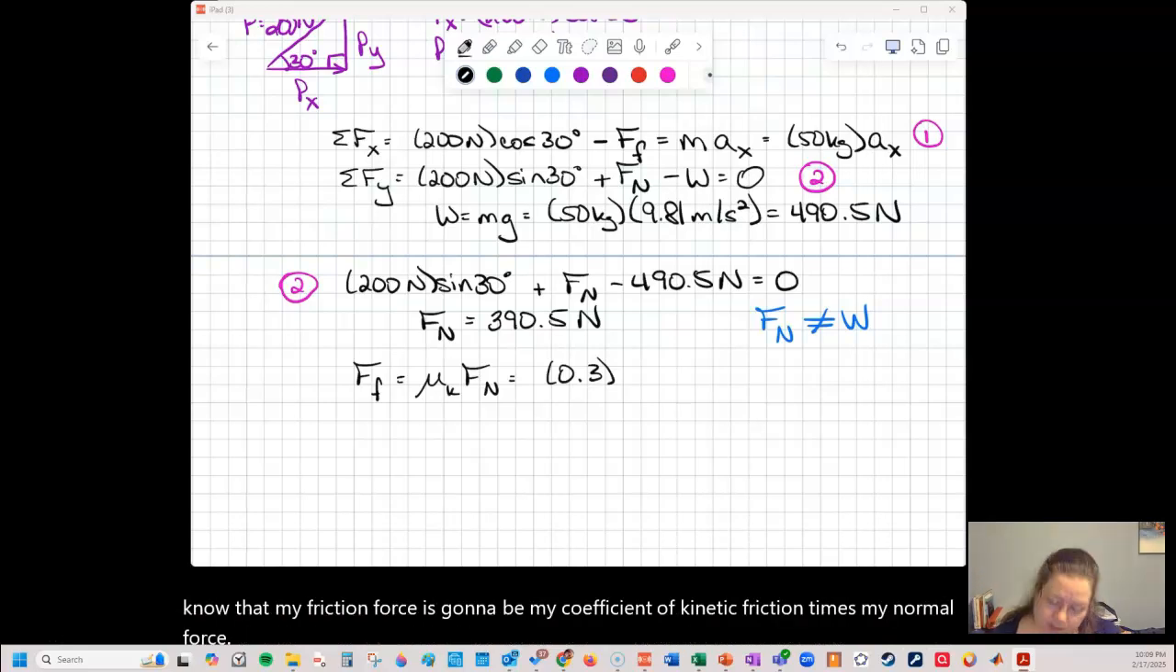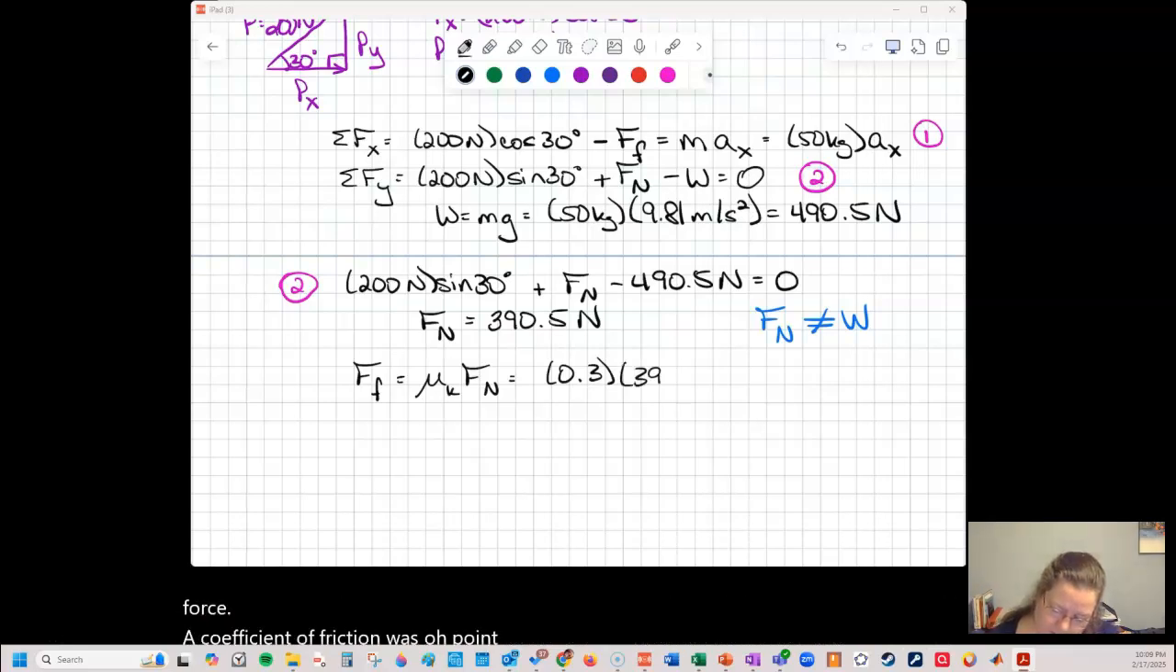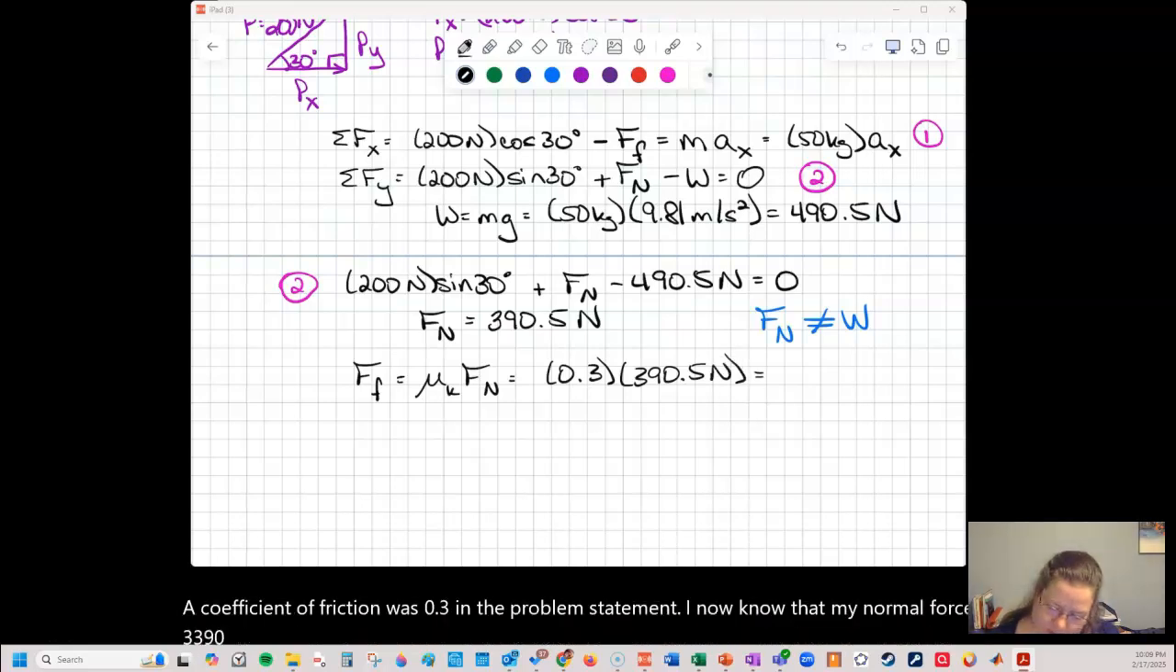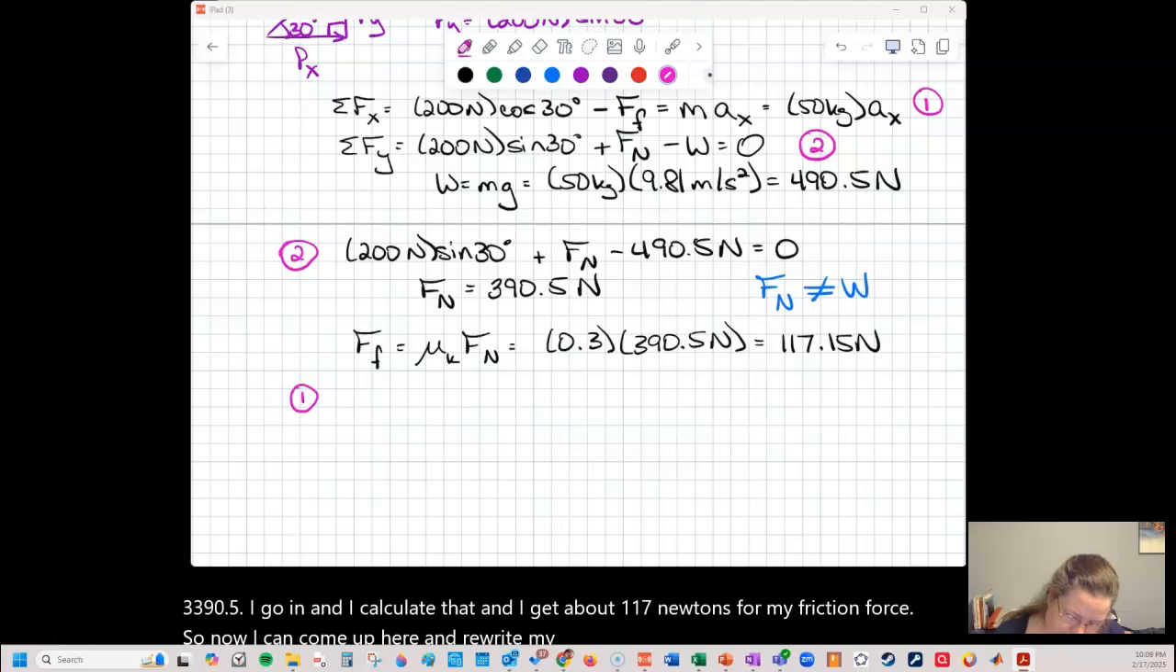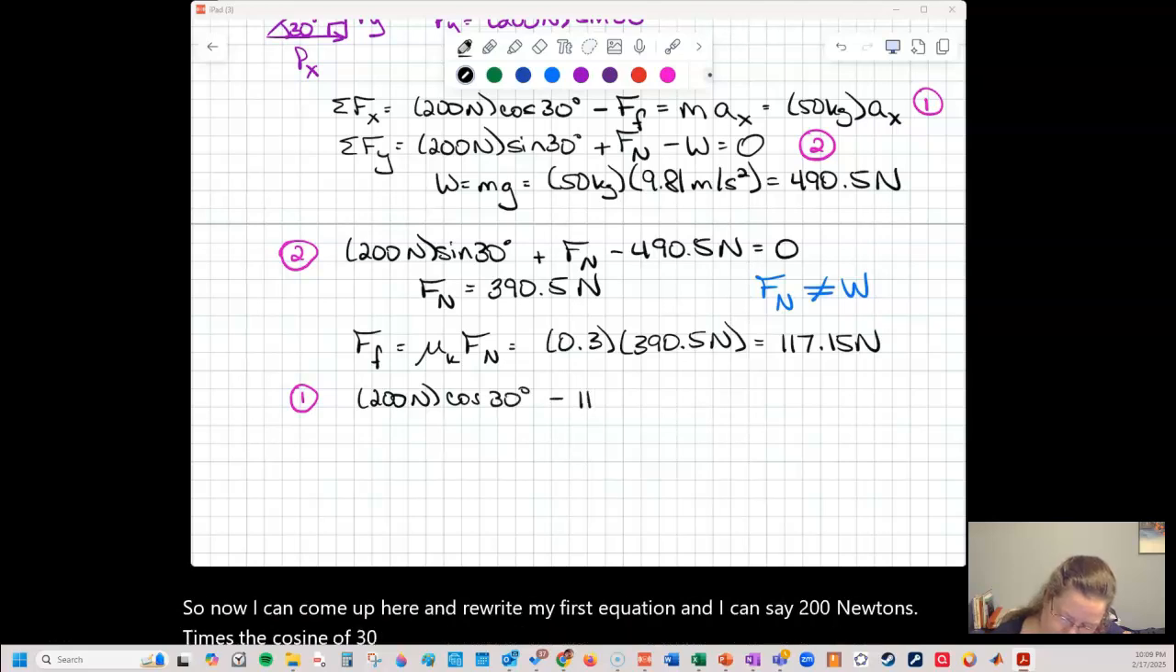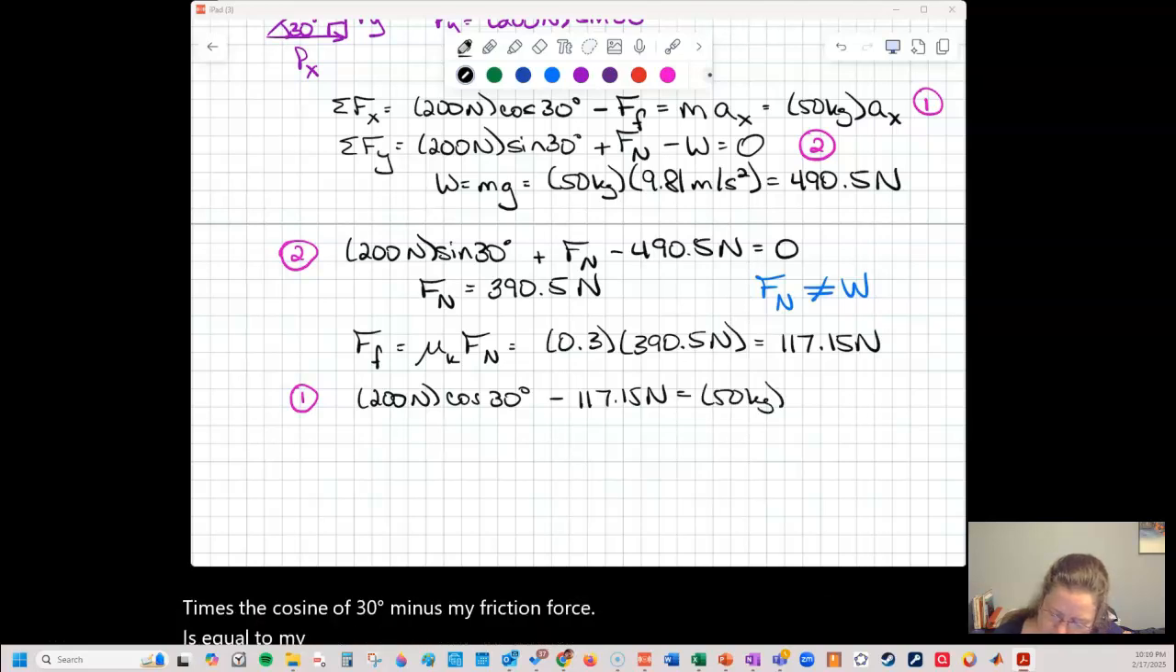My coefficient of friction was 0.3 in the problem statement. I now know that my normal force is 390.5. I go in and I calculate that, and I get about 117 newtons for my friction force. So now I can come up here and rewrite my first equation, and I can say 200 newtons times the cosine of 30 degrees minus my friction force is equal to my mass times my acceleration in the x direction.